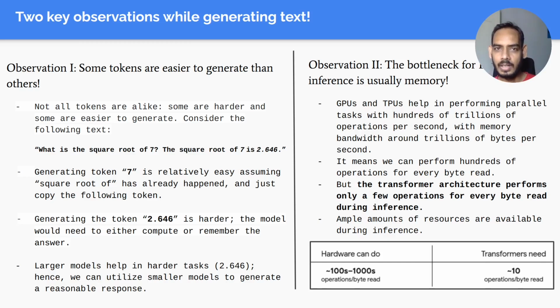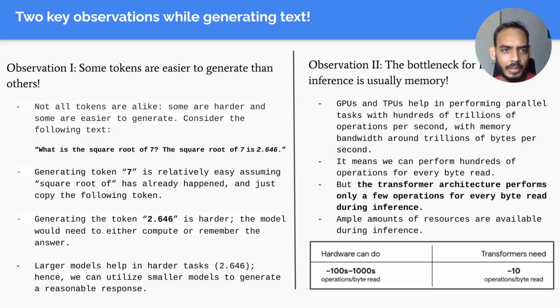Okay, so that idea of some tokens being easier to generate and some tokens being tough to generate gives you the idea of having two models. One is a larger model for tougher tokens and a simpler model for simple tokens. And when it comes to the second observation, the bottleneck for LLM inference is usually memory.